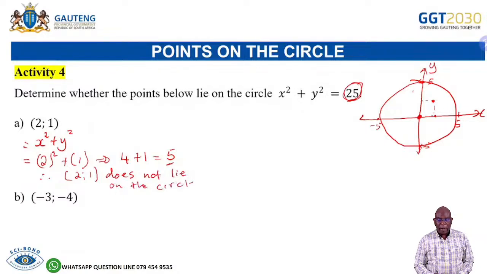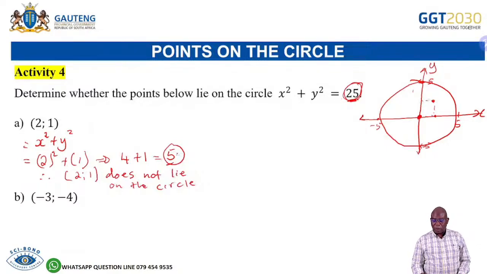So where does it lie? If the number is smaller, it lies inside the circle. If that number was bigger than 25, it will lie outside the circle. So these are questions that they ask in the exam. In this case, I've just drawn a picture to show you that the point will lie inside the circle, because the value 5 is way less than 25. If I got 41, for instance, then that point will lie outside the circle.